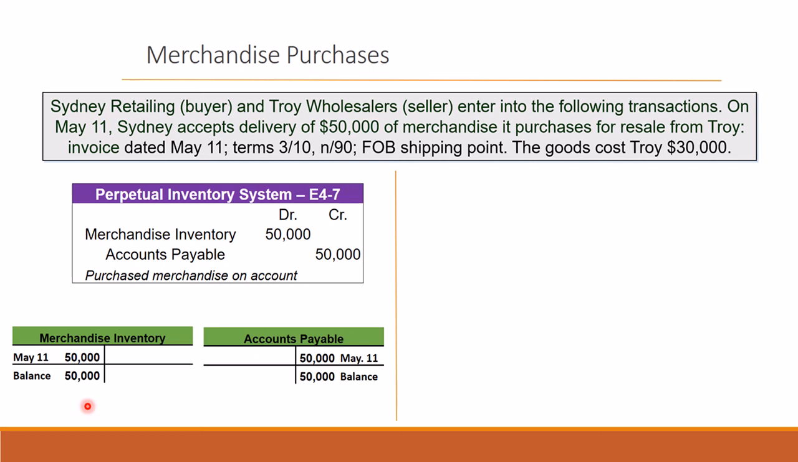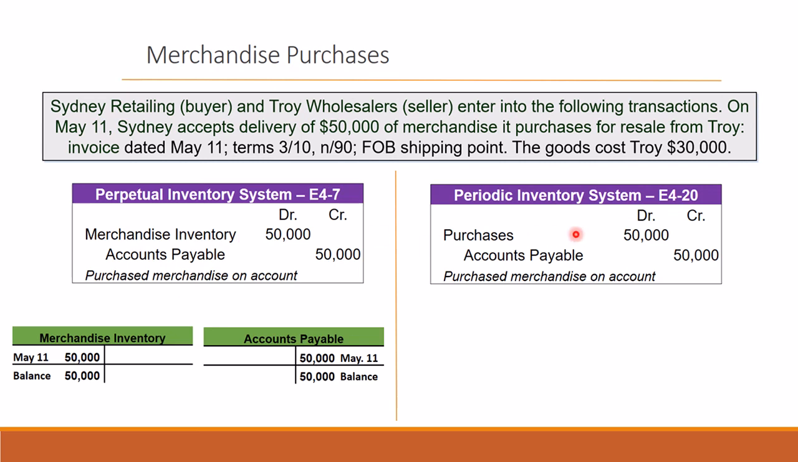What about the periodic inventory system? It doesn't keep that up-to-date inventory balance. So what do you think is similar and different between the entries under periodic and perpetual? It makes sense that we're still going to credit accounts payable because Sydney is still buying the items on account, on credit. But what about the debit? You know by now we've got to have a debit, right? Instead, under exercise 4.20, which is the periodic side, our debit is going to be an account called purchases versus merchandise inventory.